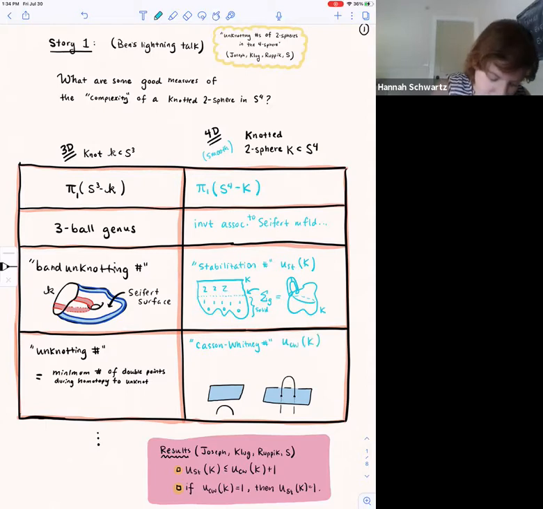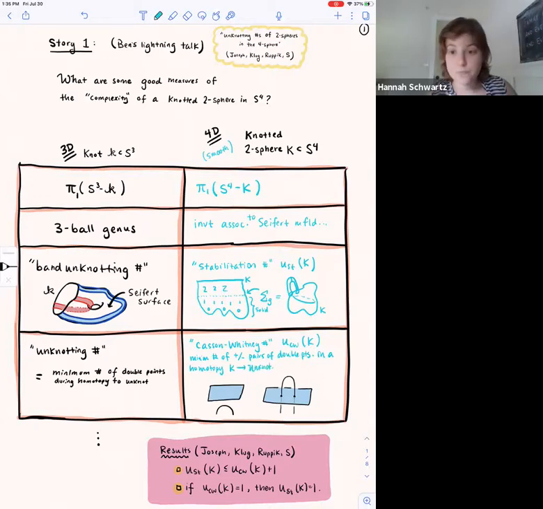And what this is, is the minimum number of positive and negative pairs of double points that arise during a homotopy from K to the unknot. They come in pairs rather than just single isolated double points. And here I mean the unknotted 2-sphere, so it bounds a 3-ball.